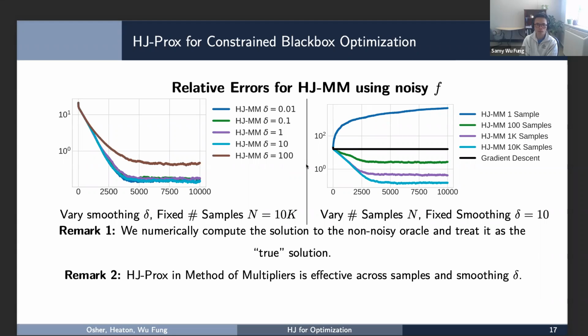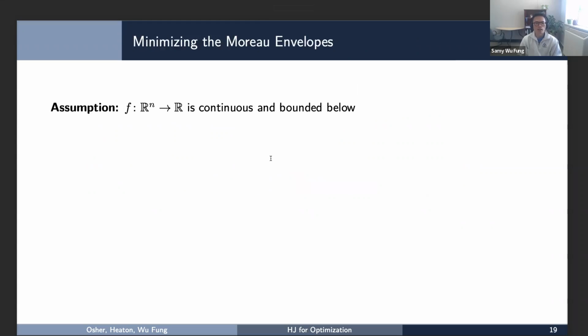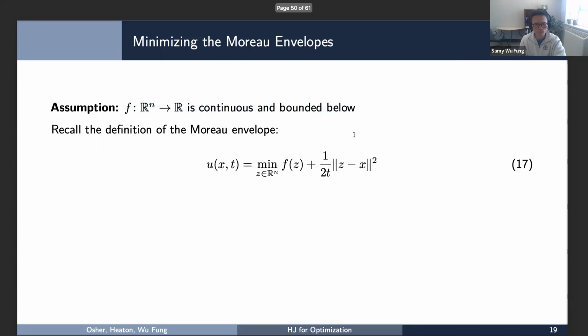So for the sake of time, I'm going to move to global optimization now, which may also be of interest to most people here. My goal, besides just computing proximals, which can be used in all these first-order optimization algorithms, is now to minimize this f itself. I'm going to assume that f is continuous and bounded below.